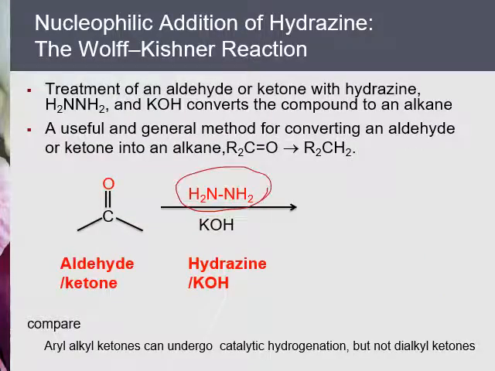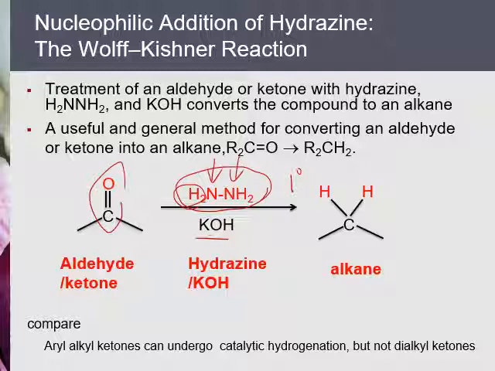This molecule is called hydrazine. Hydrazine contains 2 nitrogens. Each nitrogen has 2 hydrogens, and therefore hydrazine is also a primary amine. When a ketone or aldehyde is treated with hydrazine followed by strong base potassium hydroxide, the CO double bond is reduced to 2 CH bonds, carbon-hydrogen bonds, and this is called the Wolff-Kishner reaction. The Wolff-Kishner reaction is a useful and general method for converting an aldehyde or ketone into an alkane.